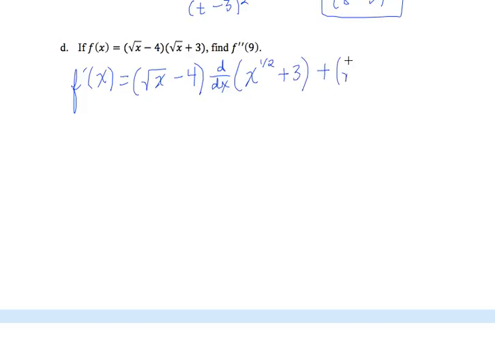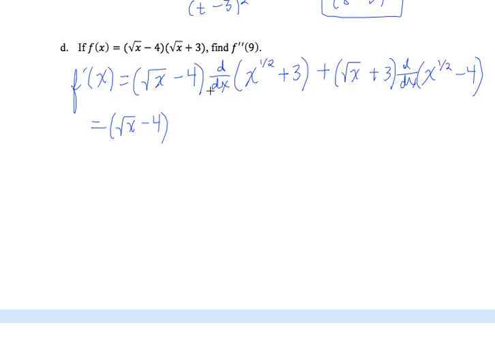Plus the second factor, root x plus 3, times the derivative of the first factor. Let's rewrite that root as a power of a half. So times the derivative of x to the half minus 4. Okay, so I'm going to recopy that first factor, root x minus 4. Now this derivative is power rule. So we'll bring the half down, so it's 1/2 x to the negative a half. And then the derivative of 3 is 0. So those parts correspond there.